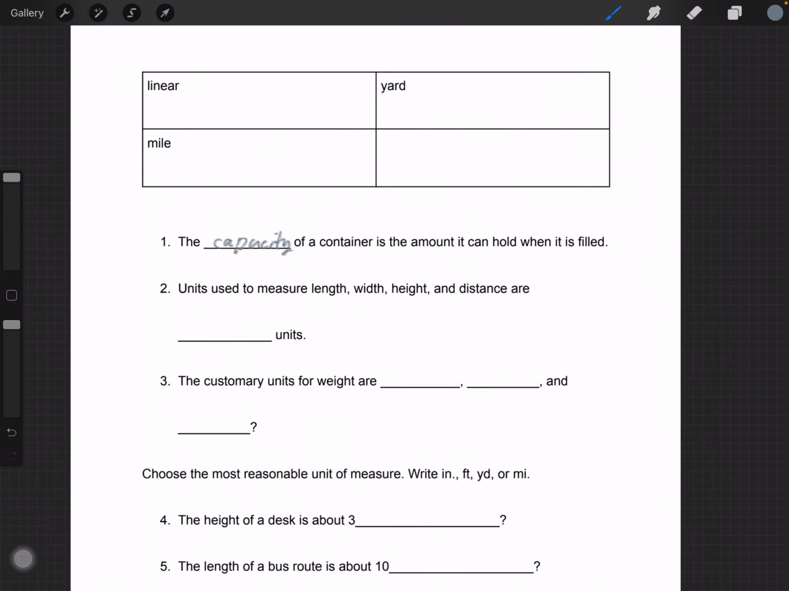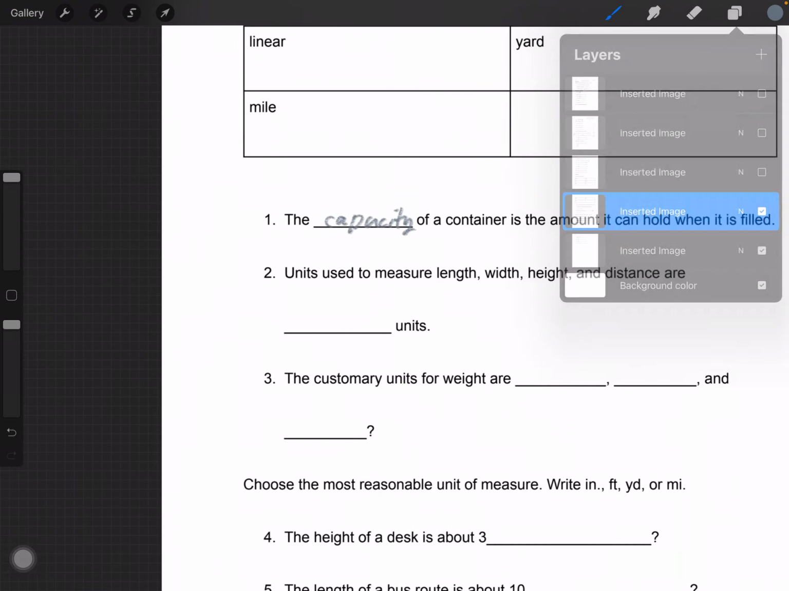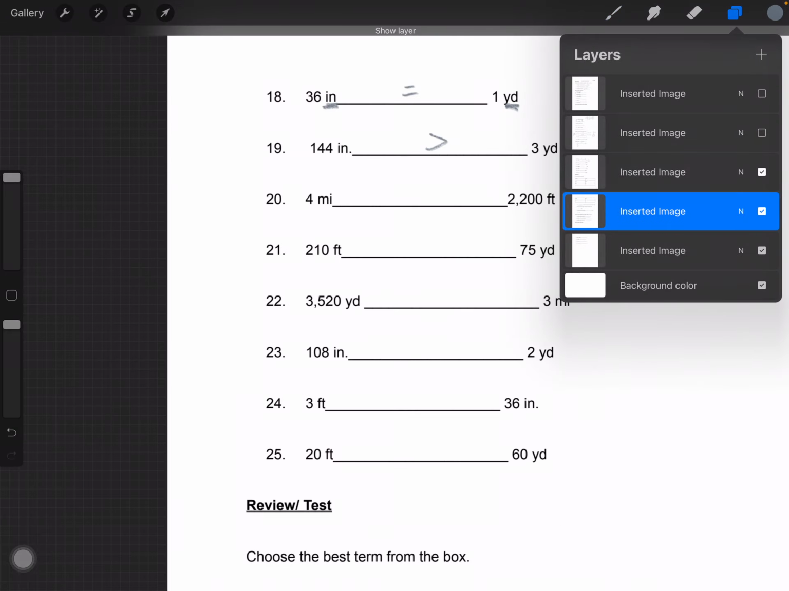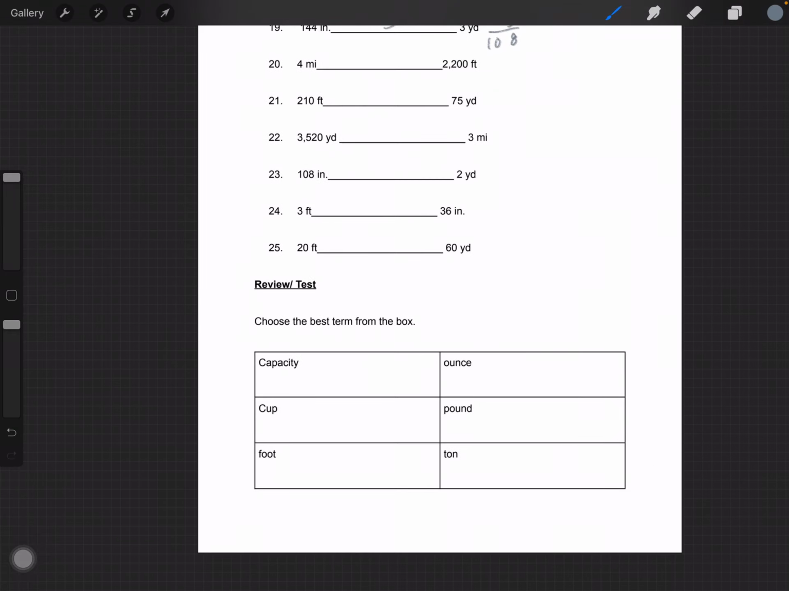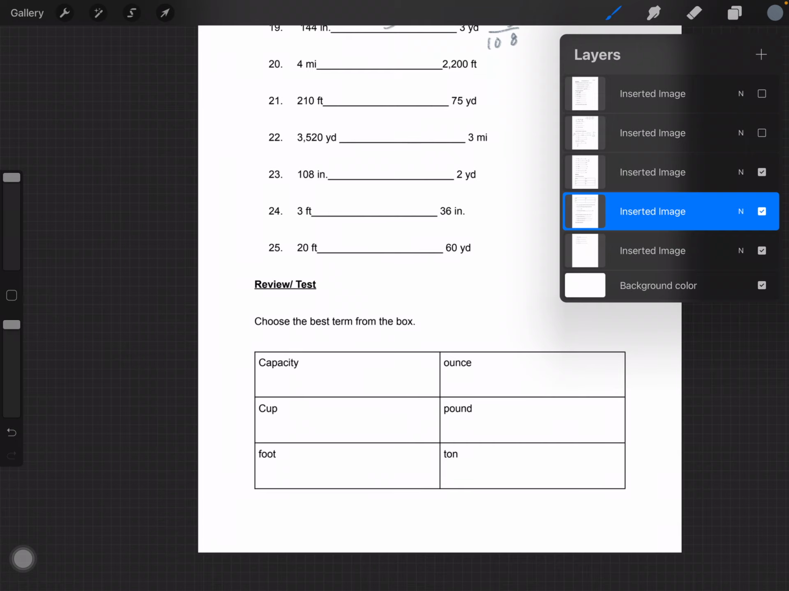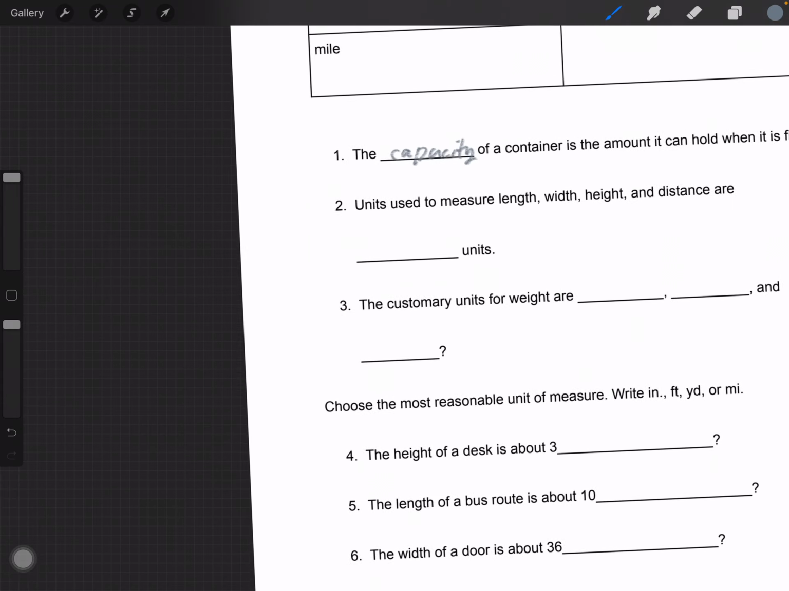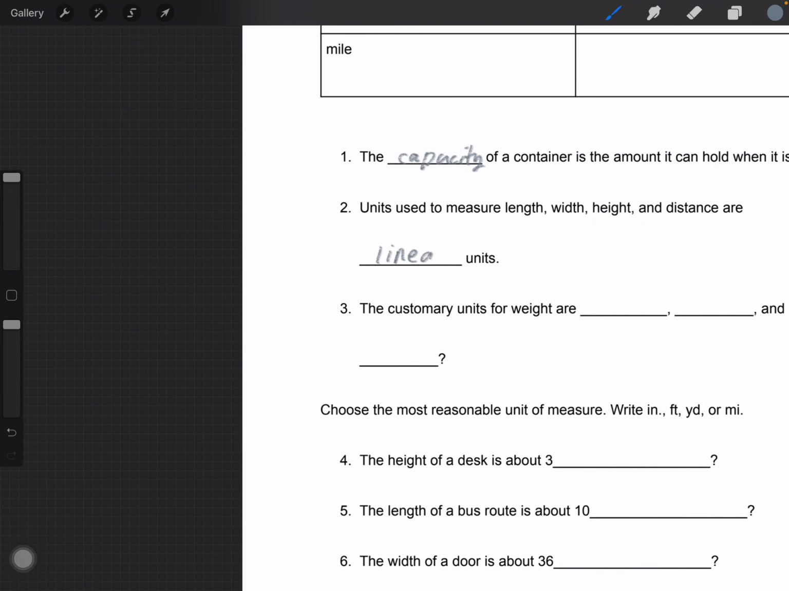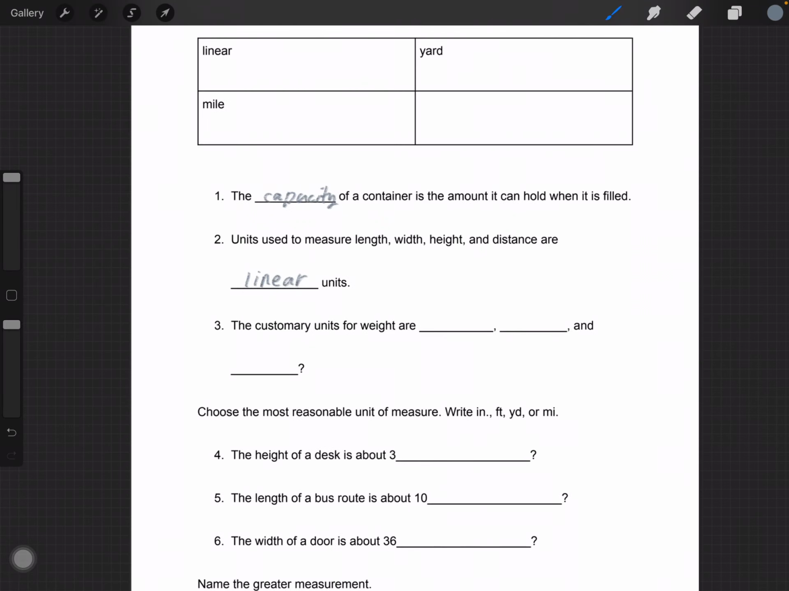2 units used to measure length, width, height, and distance are, let's see, linear, yard, mile. Yeah, none of these make sense except for linear. Customary units for weight are, well, you know, pounds, ounces, and tons.